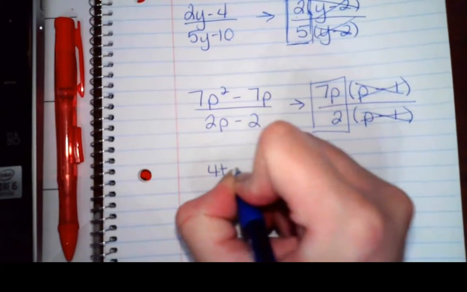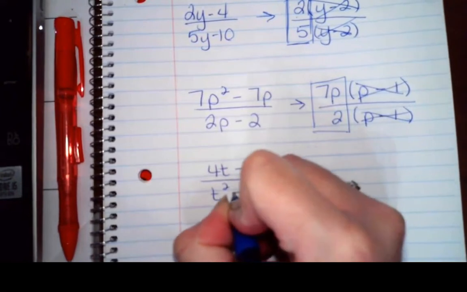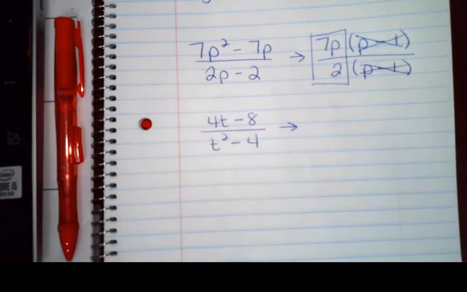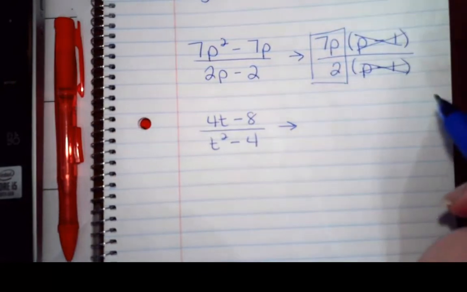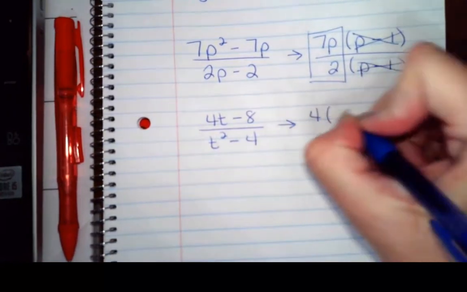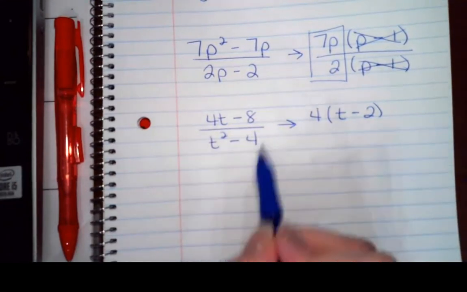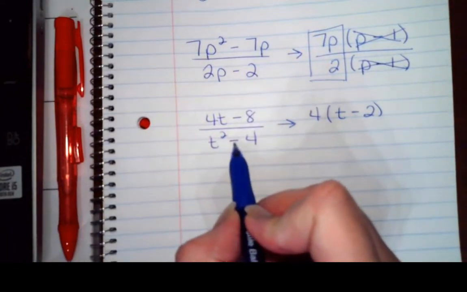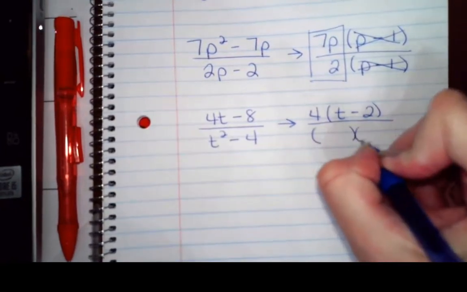All right, so I've got a 4t minus 8 over a t squared minus 4. All right, so is it ready to be reduced? No, it is not. I got addition, subtraction across the top and addition, subtraction across the bottom. So I need to change it into a factored form. First thing I do every time I factor is see if there's something common. So I can pull out a 4 on the top, and that leaves me with a t minus 2. Well, there's nothing common on the bottom, but I remember from previous sections that this is the difference of two squares. So that's going to give me two sets of parentheses.